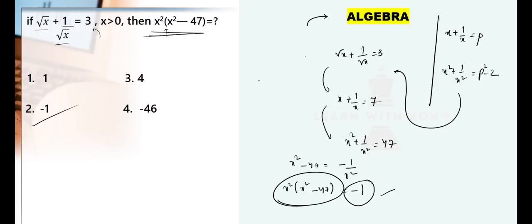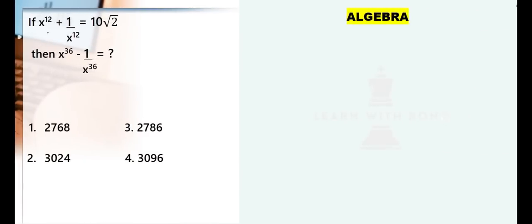option number 2. Next question. See this question here, x power 12 plus 1 by x power 12 is given as 10 root 2. They asked us to find x power 36 minus 1 by x power 36. So, they went from 12 to 36, means they simply did a cube, right? So, I can write this question as x plus 1 by x is given as 10 root 2. They asked us to find x cube minus 1 by x cube.